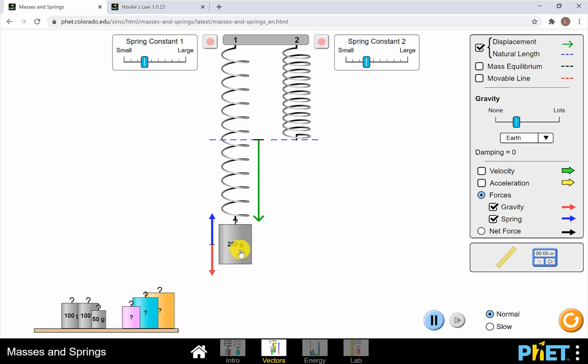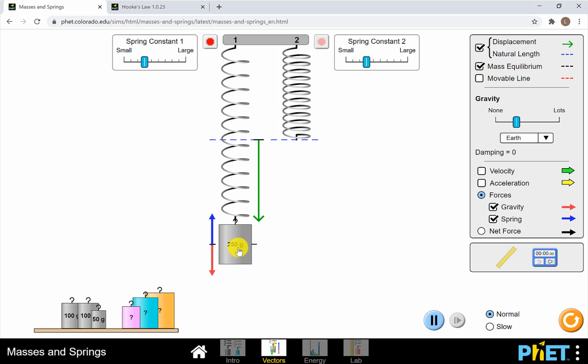Notice what happens when we do that: this mass will displace the spring down from the original equilibrium position. What that establishes is a new equilibrium position, and I can show us that by clicking here, mass equilibrium. So that's the new equilibrium position that this mass creates by stretching the spring. Now the forces are balanced. The spring force is balanced with the force due to gravity here. That's our new equilibrium position once we have a mass there.